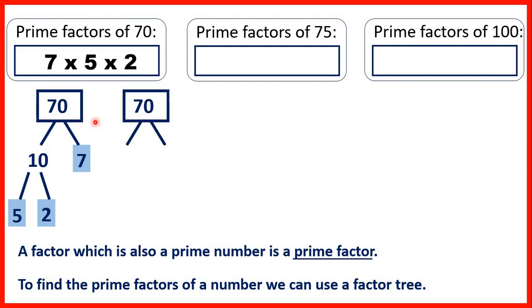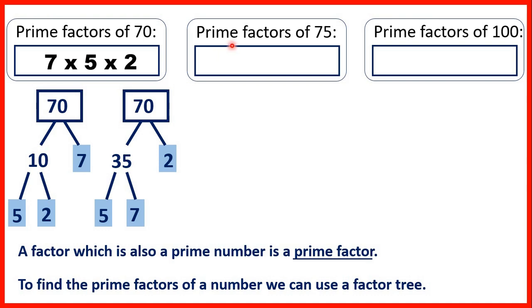Instead of using the factors 10 and 7, we could have used 35 and 2. 2 is a prime number, so that can't be broken down any further. But we can think, what times what is 35? Well, 5 times 7 is 35, so again, we end up with prime numbers at the end of our factor tree, and they're the same prime numbers whichever factor pairs we use. We still have 7, 5 and 2 on the end of our factor tree.